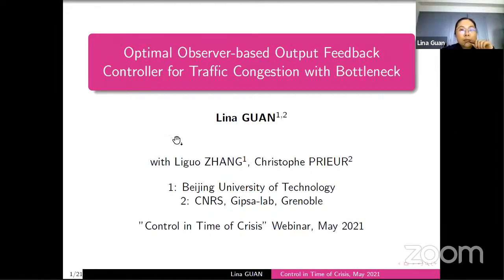Hello, everyone. I'm Lina Guan. The title of my talk is Optimal Observer-Based Output Feedback Controller for Traffic Congestion with Bottleneck. This is joint work with Li Guozhang and his daughter.